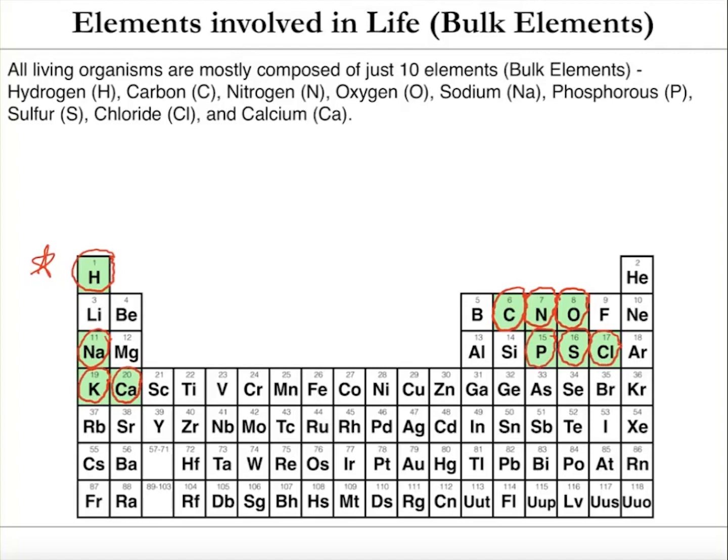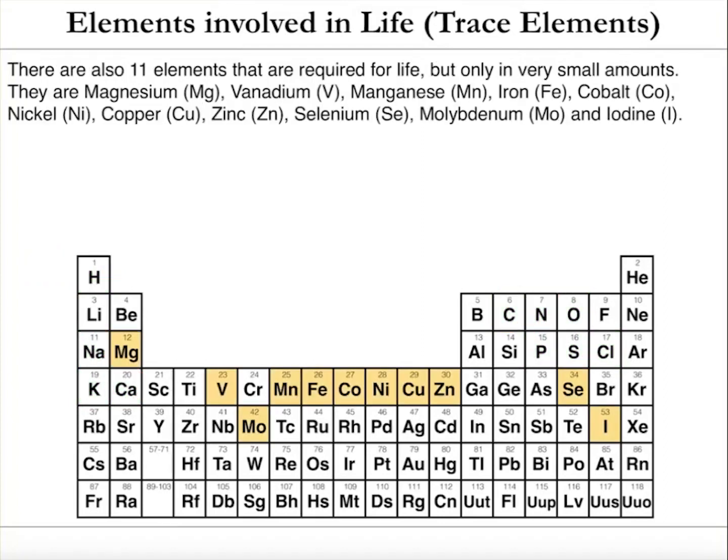So all living organisms on the earth that we've ever come across, that we know anything about, are mostly composed of just these 10 bulk elements: hydrogen, carbon, nitrogen, oxygen, sodium, phosphorus, sulfur, chlorine, and calcium.